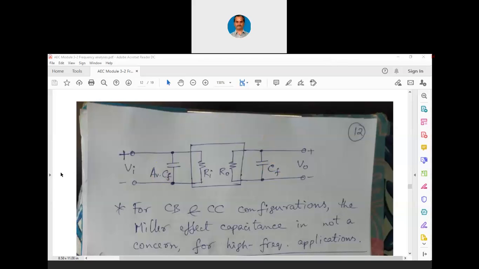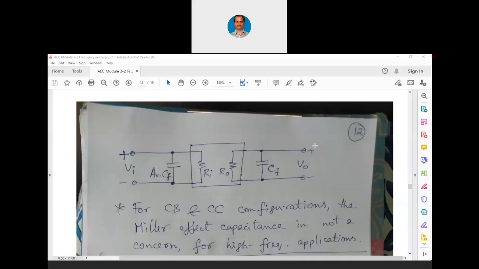In the next semester, you are going to study a course called Linear Integrated Circuits. There you are going to study in detail about a very beautiful integrated circuit called the operational amplifier. When you start using the operational amplifier, there also using a Miller capacitance, how to have an optimized bandwidth or how to have an optimized phase response, you are going to study that in future. That's why I'm telling you, Miller has contributed a lot for our circuit analysis.